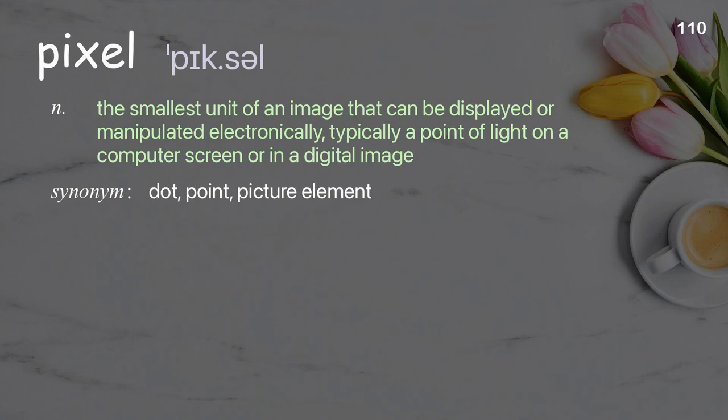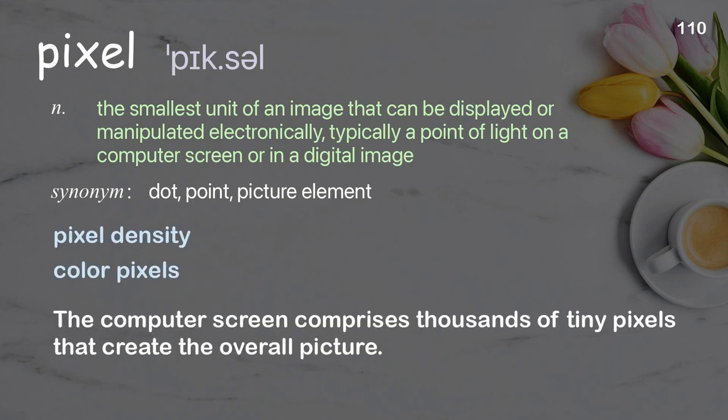Pixel. The smallest unit of an image that can be displayed or manipulated electronically, typically a point of light on a computer screen or in a digital image. Examples: Pixel density, color pixels. The computer screen comprises thousands of tiny pixels that create the overall picture.